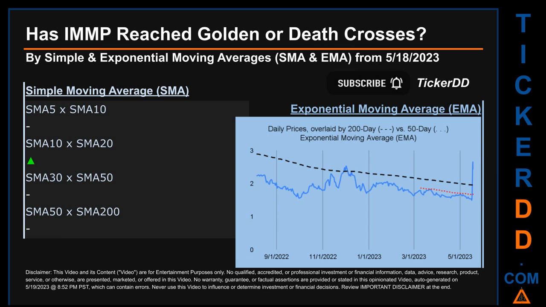Continuing with SMA, we looked across the 5 to 10, the 10 to 20, and the 30 to 50-day ranges to see if golden and death crosses had been reached. We found golden cross signal for the 10 to 20. We could not find either golden cross or death cross signal for the 5 to 10, the 30 to 50, the 50 to 200.